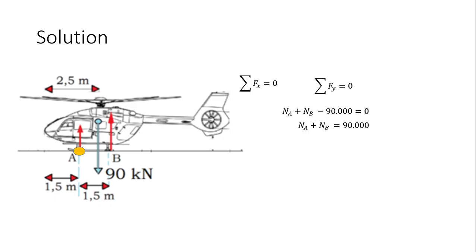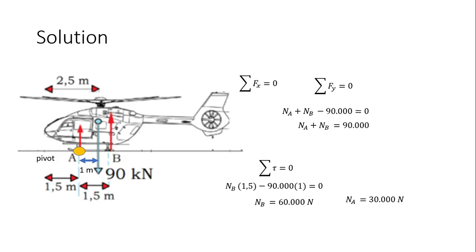Okay, now we pick A as the pivot. And the distance between A and the weight, as you can see in the figure, is 1 meter. So the total moment has to be 0. And we get the normal at B is 60,000 newtons. Of course, A is 30,000. So if you find the ratio between A and B, you will get 1 compared with 2. It's not hard actually.